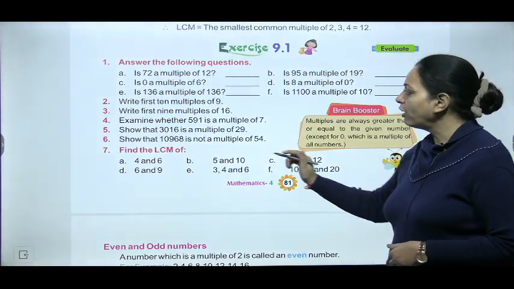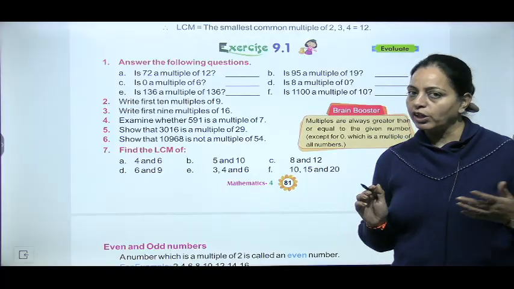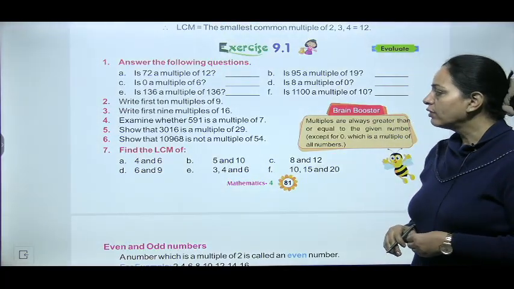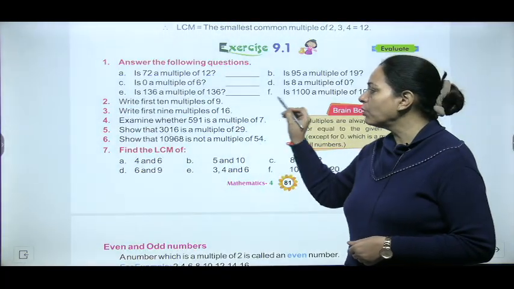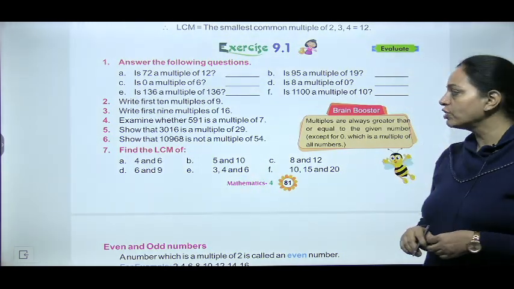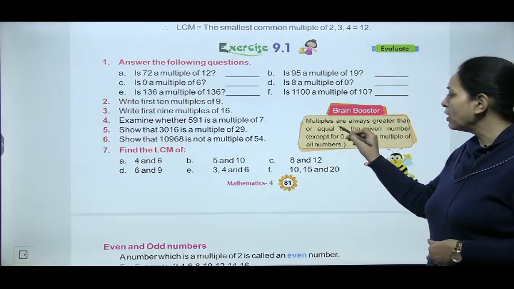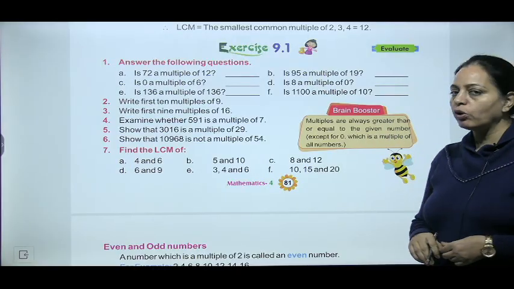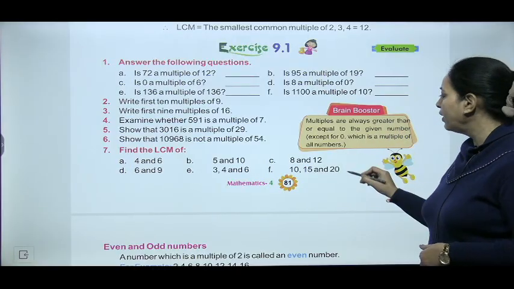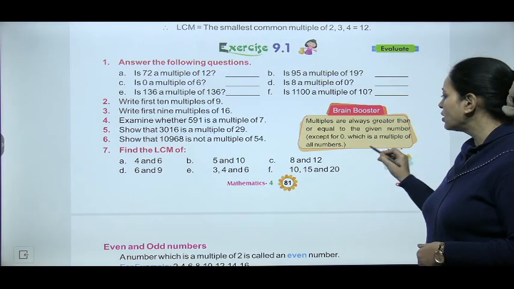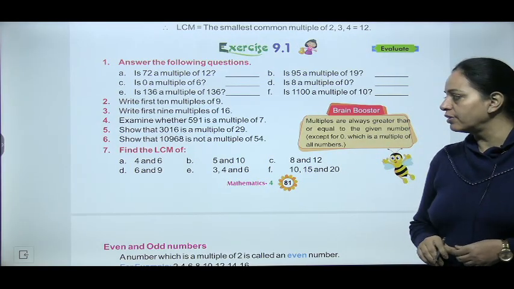Now second one, write the first 10 multiples of 9. You can write the table of 9. The third, write the first 9 multiples of 16. You can write the table of 16. So like this, right? Now one brain booster: multiples are always greater than or equal to the given number, except for 0, which is a multiple of all numbers, right?